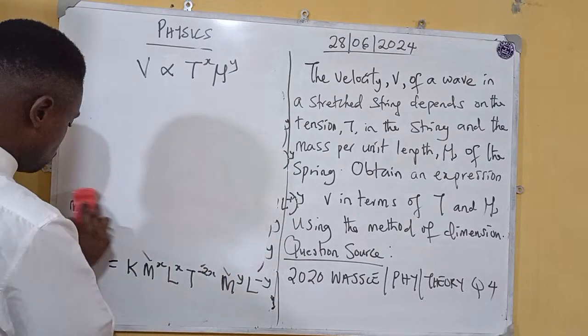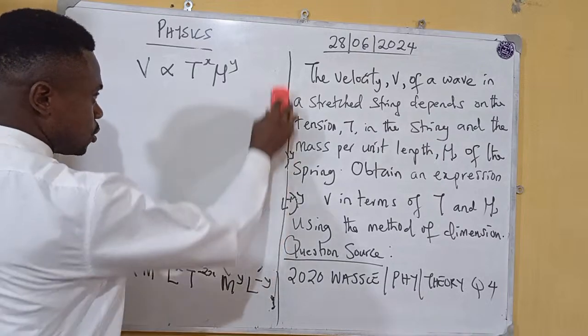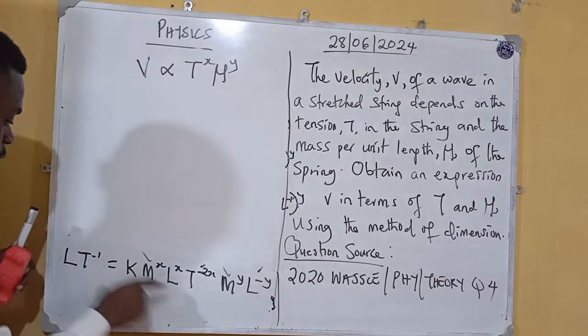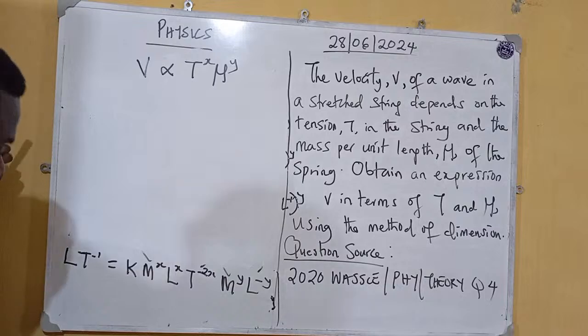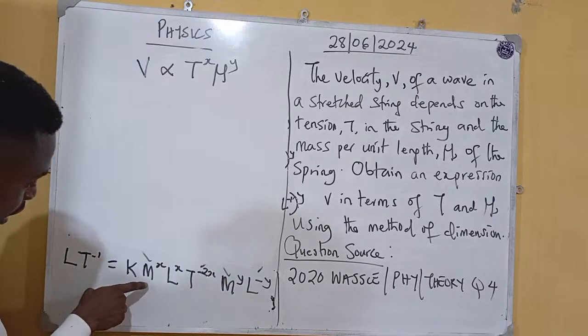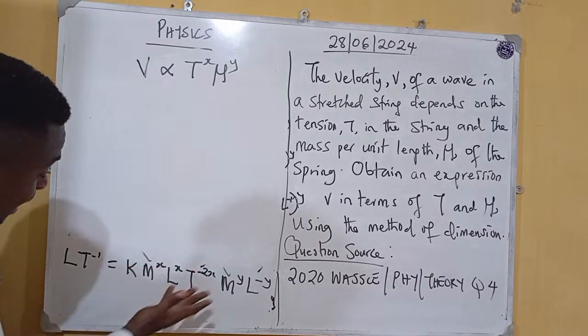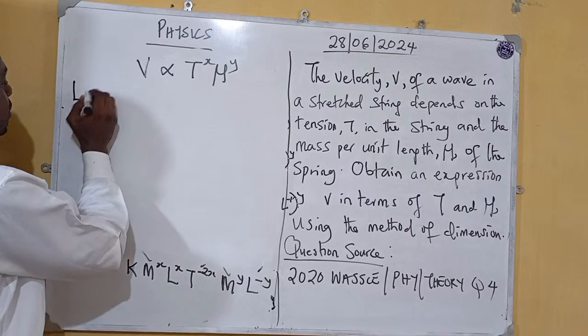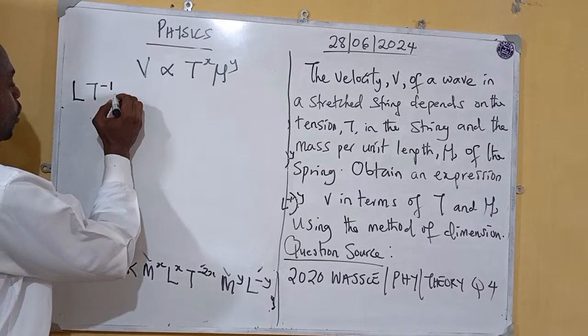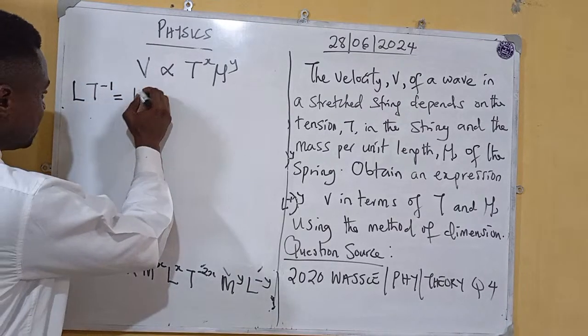I will leave the last one so we see where we stopped. Okay, so this is where we stopped. So what do we now do? We look for the ones that we collect like terms. So LT raised to power minus 1 is equal to K, which will still be there.